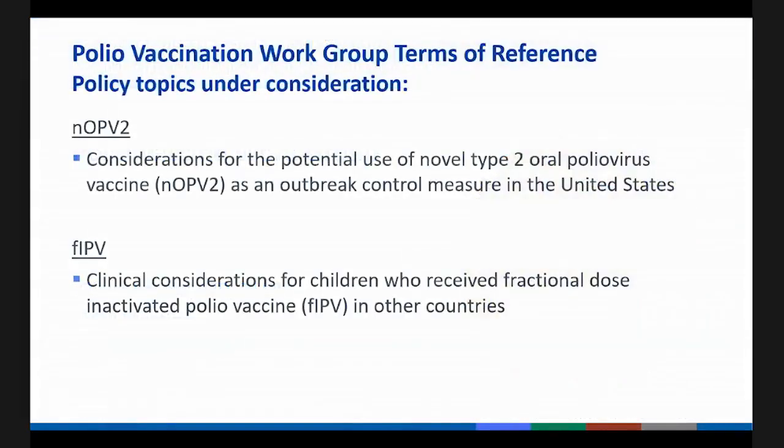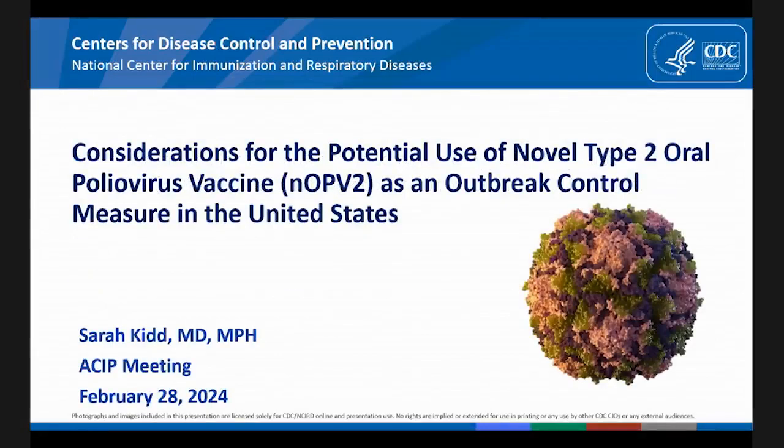So, in terms of the work of the work group between last meeting and now, what we will be looking at and having discussion in terms of policy today is considerations for the potential use of novel type 2 oral polio virus, or NOPV2, as an outbreak control measure in the United States. Then in terms of fractional IPV, clinical considerations for children who receive fractional dose inactivated polio vaccine, fIPV, in other countries, and then now are here to determine what their true vaccine status is and what we should do with them. So thank you. With that, I'll turn it over to Dr. Kidd, our CDC work group leader.